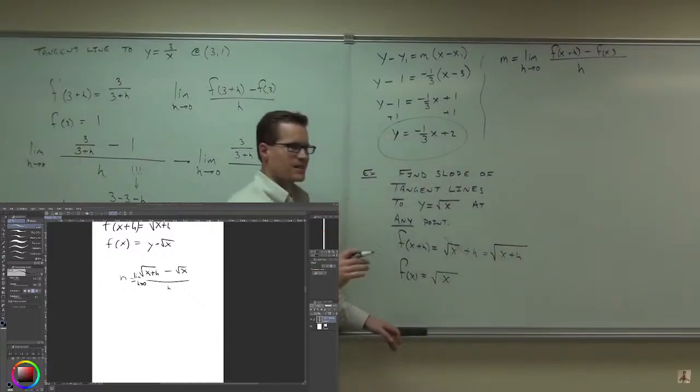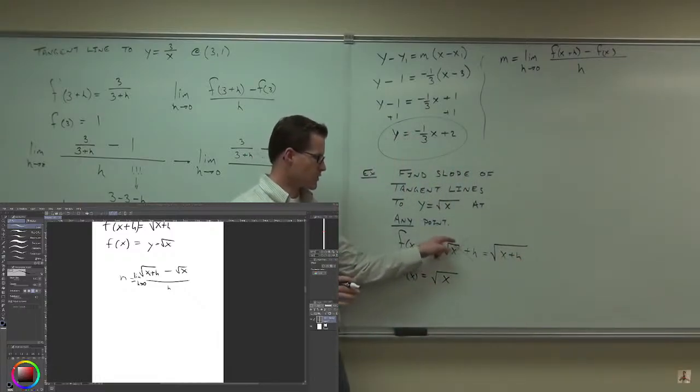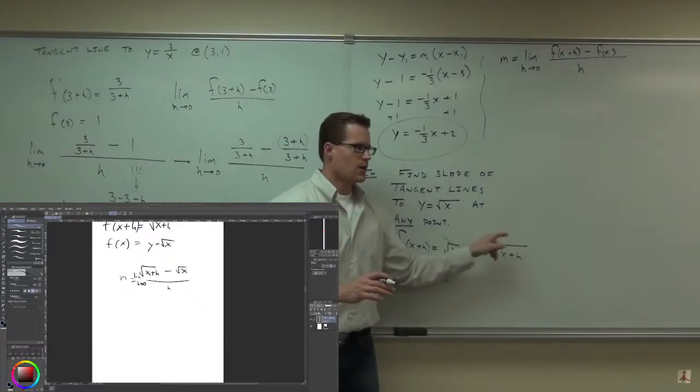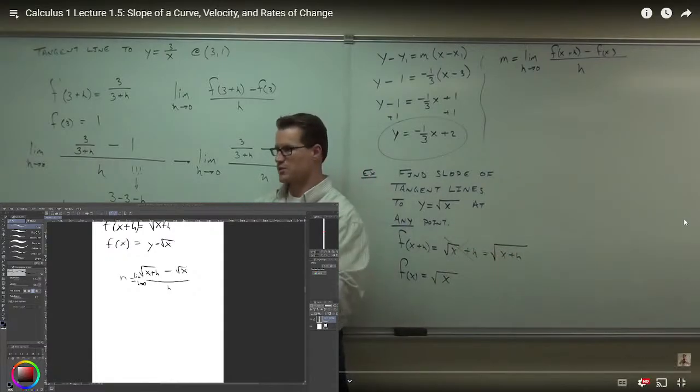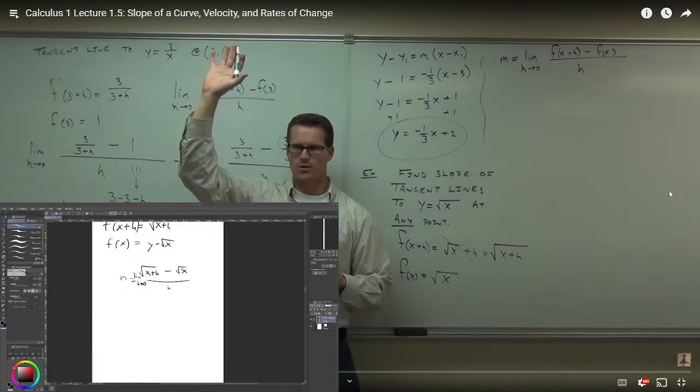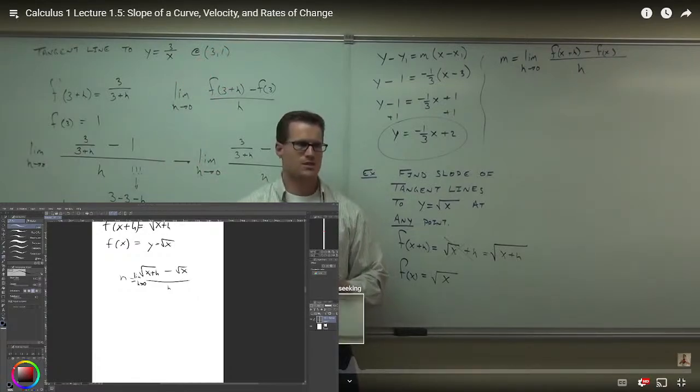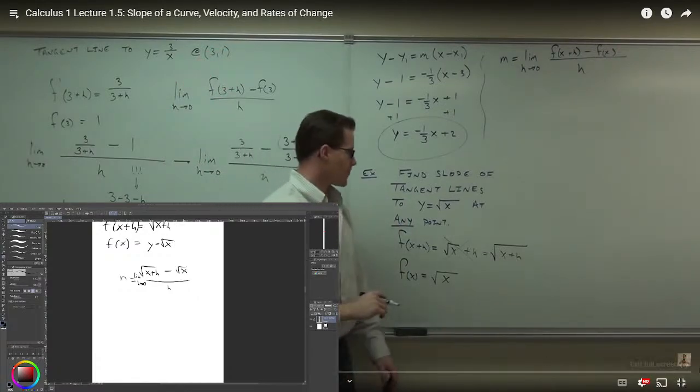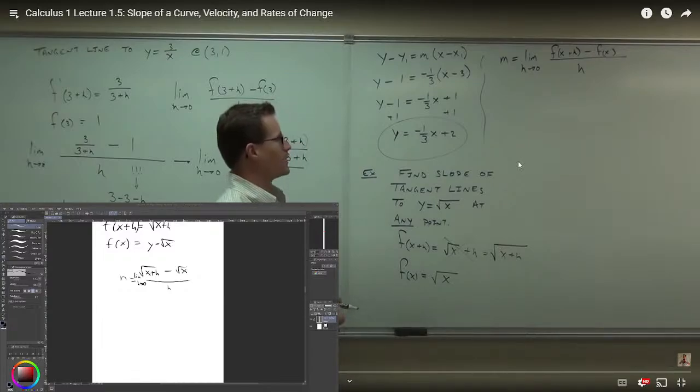Notice the slight difference. It doesn't look that different, right? But the square root stops here and it doesn't stop there. This is the square root of x plus h. How many people see the difference there and feel okay with it? Is it important to have that difference? Yeah, it really is. Okay, are we ready?